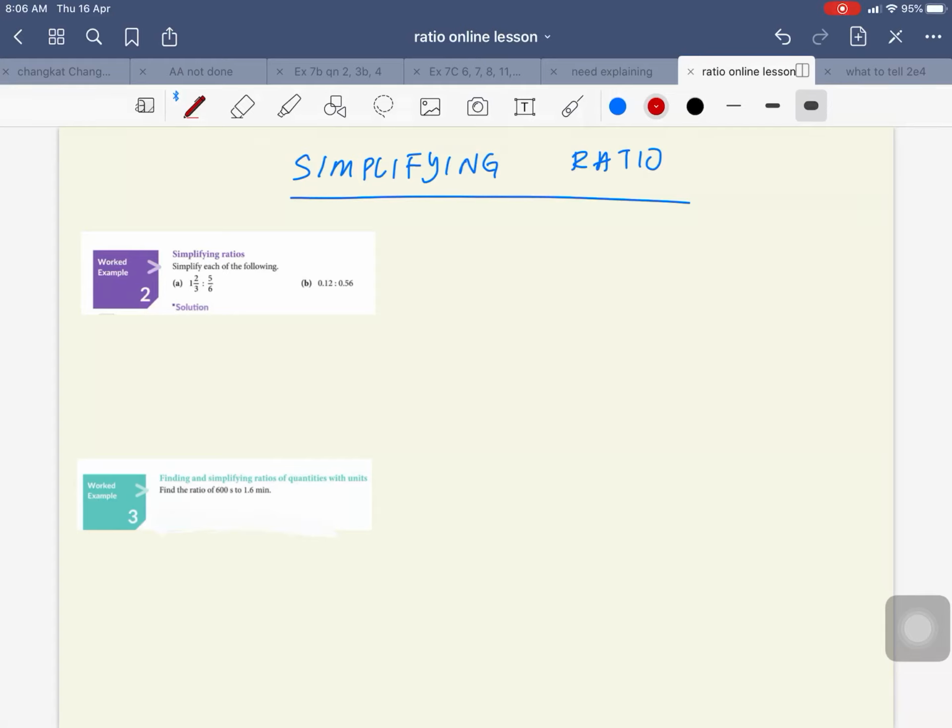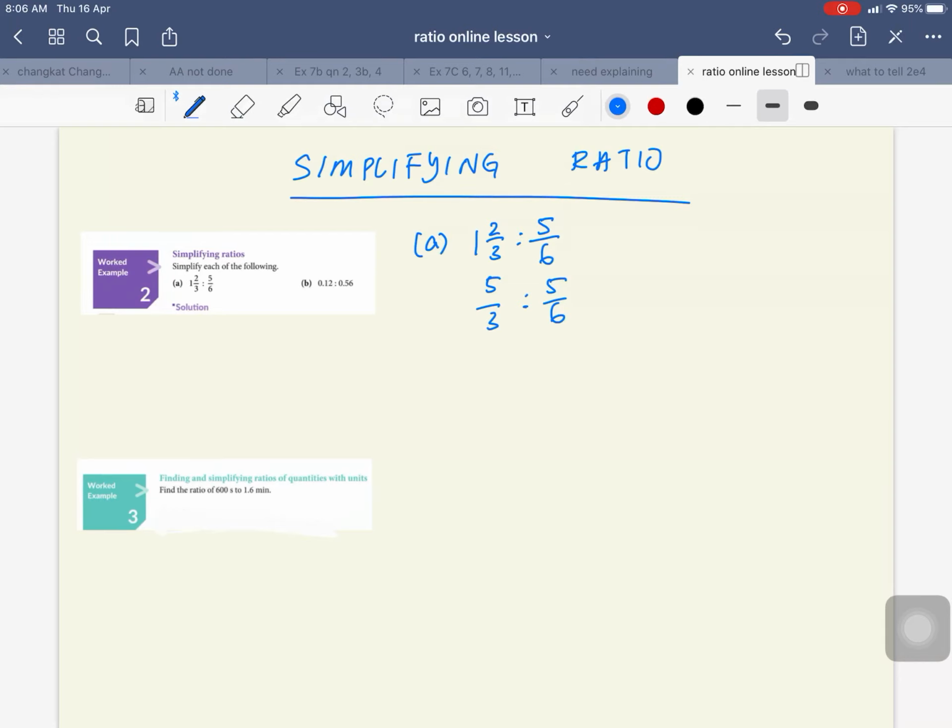Now let's look at how to simplify ratio. When I have a ratio in part A, 1 2/3 is to 5/6. I need to convert both to improper fractions first. Left hand side, I have 5/3. Right hand side, 5/6. Now there are two ways.